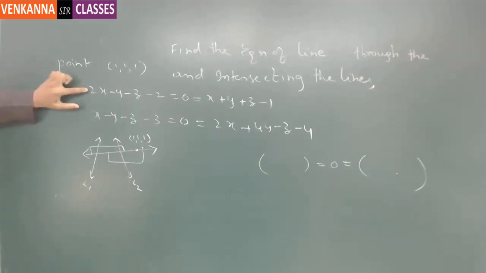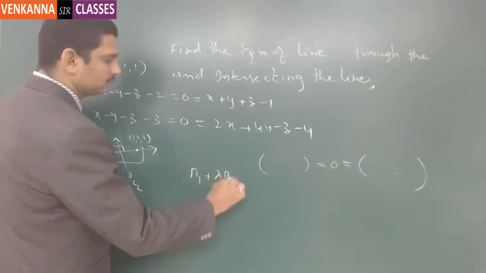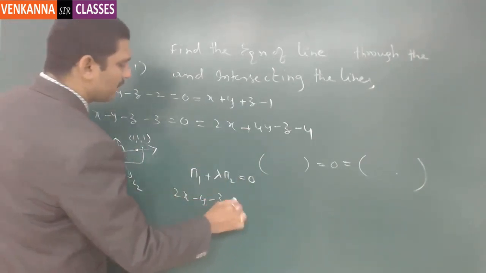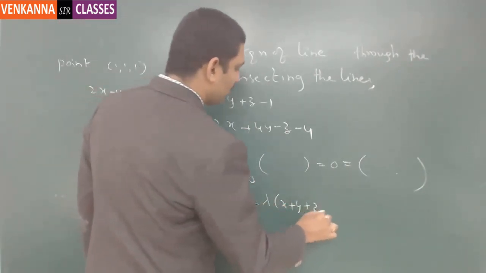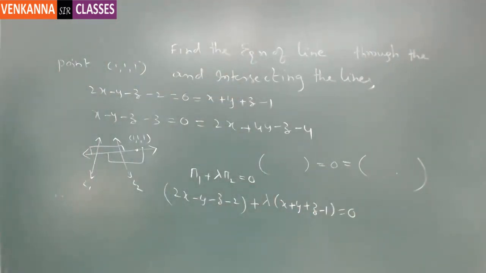So, for the first line, I apply pi 1 plus lambda pi 2 equal to 0. So it is nothing but 2x minus y minus z minus 2 plus lambda into x plus y plus z minus 1 equal to 0. In order to determine lambda, since it is given that the line passes through the point 1, 1, 1, I substitute 1, 1, 1 here, and I will get the lambda value. So from this I get lambda is equal to 1.